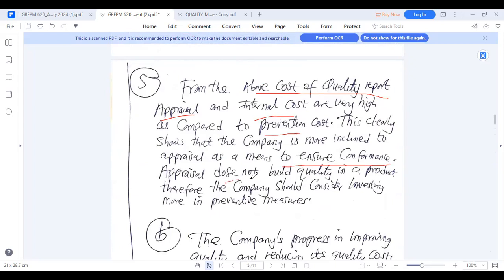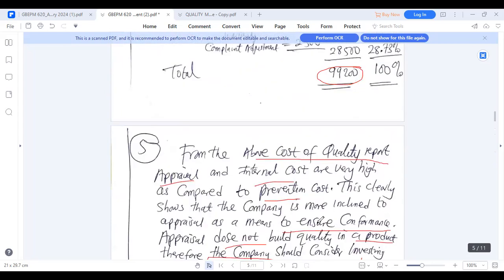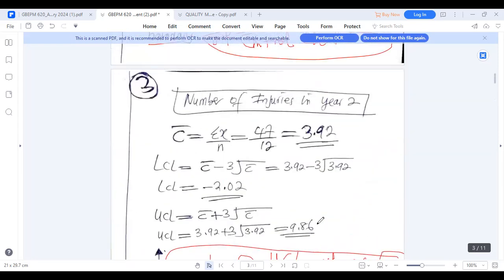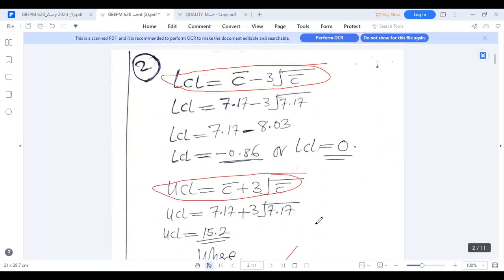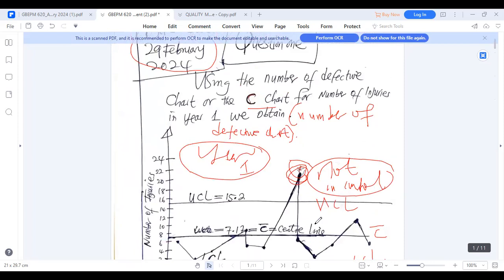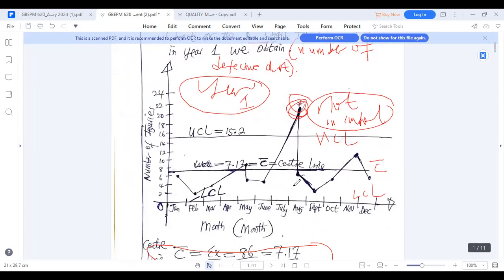Appraisal does not build quality in the product. Therefore, the company should consider investing in prevention costs so that they can mitigate the risks. So this is about what we have on question number 2. In control and out of control depends on whether it's above the control limits based on the calculation.